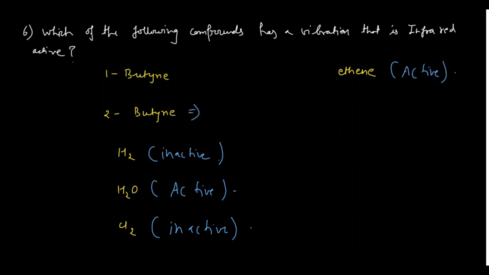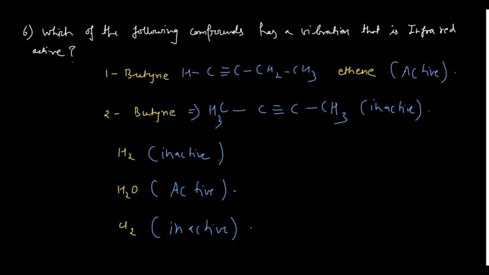Let me draw the structure of the butyne 2. Carbon triple bond carbon, then this is hydrogen, this is not butyne 2, sorry. I can remove hydrogen from here. I can write CH3 here. So this is inactive, right? Why? Because there is no dipole moment in that case. This is because it is perfectly symmetrical, it is inactive. While butyne 1, if you draw the butyne 1, okay, this is active. So this question is all about the IR active or IR inactive molecule.